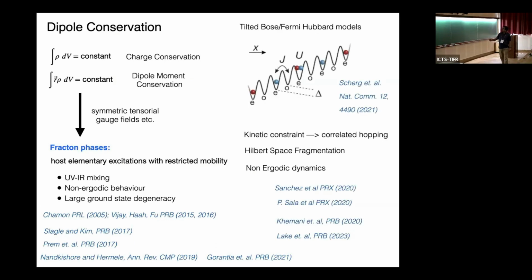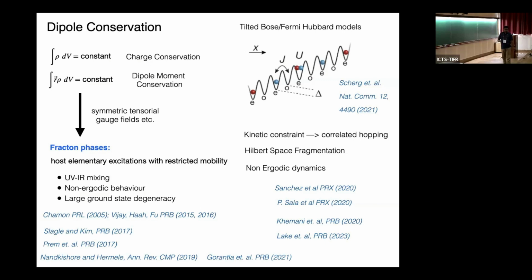There's a huge history of people working on this, and it has again come up recently as more interesting. One experiment which was done was on tilted Bose-Fermi-Hubbard models. In this case, you actually have a kinetic constraint, so that when things are shifted up, the only thing you can do is hop two of the particles together. You cannot hop a single particle. And this has led to a whole new slew of works on things like Hilbert space fragmentation, non-ergodic dynamics, etc. Here are some references, not exhaustive.